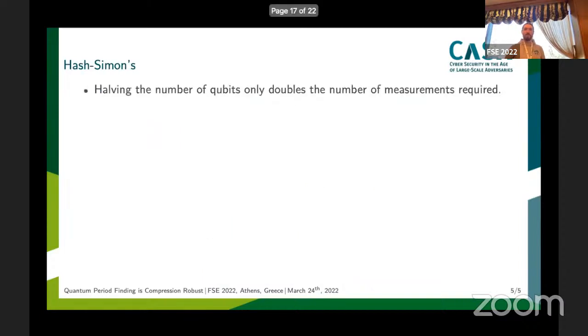This also means that we only need roughly double the number of measurements with these hashed versions to solve the same problems, whereas we only require roughly half the qubits, since we only require 1 qubit to encode the function value.